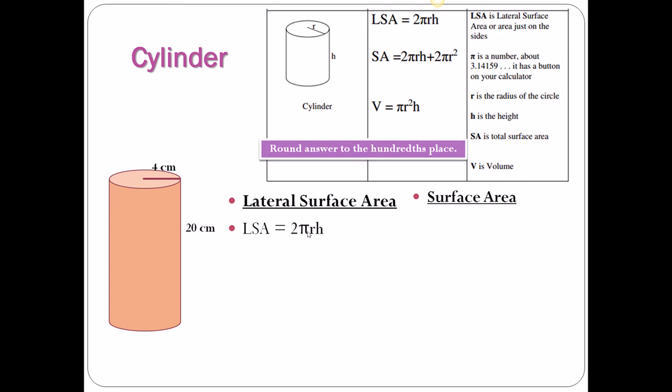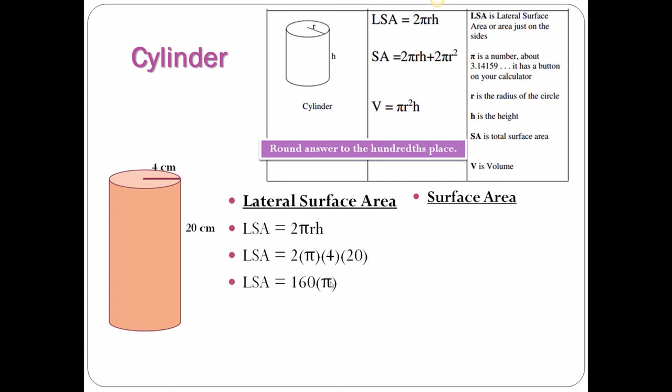I think you're getting good at knowing that that just means multiply, multiply, multiply, multiply. So let's plug it in. 2 times pi times 4 times 20. And remember, you can multiply in any order you want. I'm just going to do my numbers first. 2 times 4, 8. 8 times 20, 160.